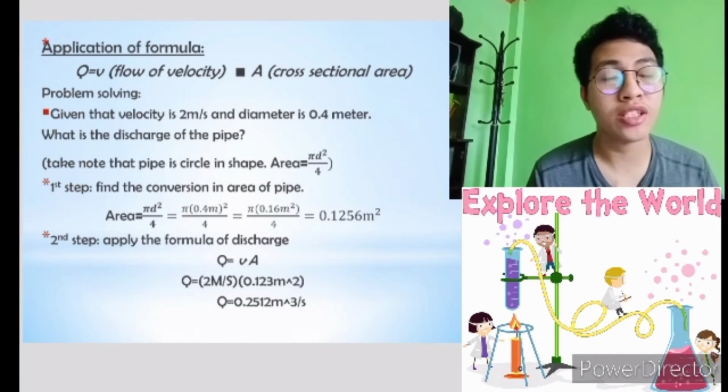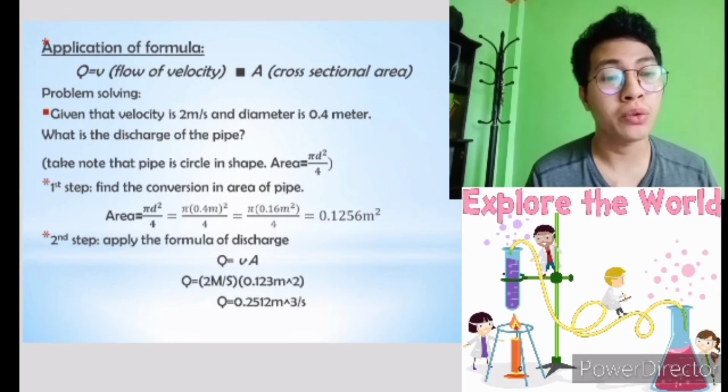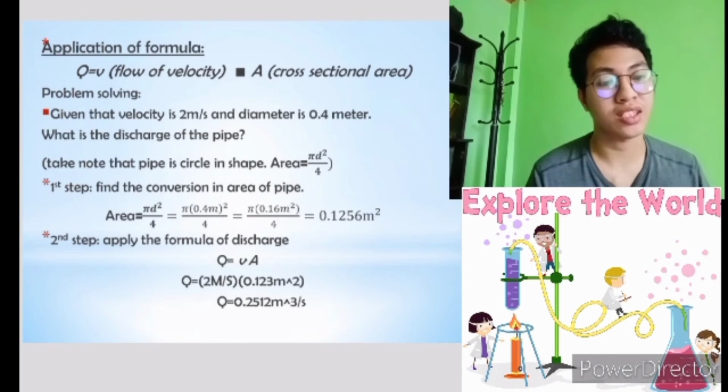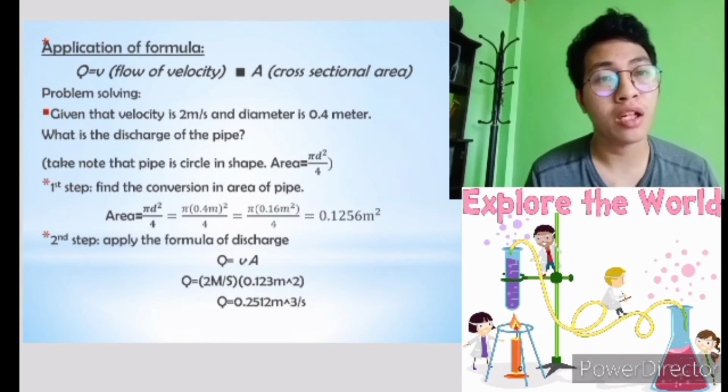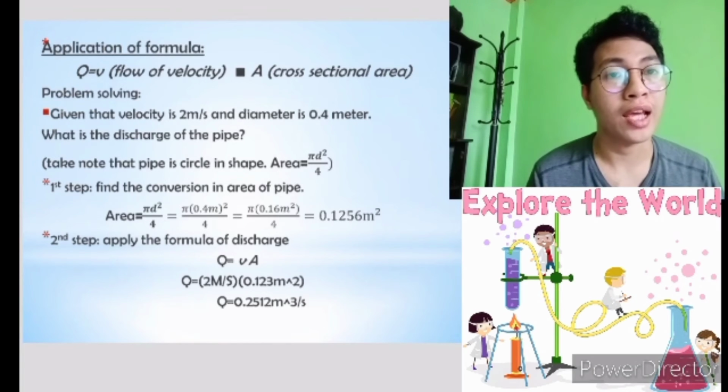After we get the cross-sectional area or the area of the pipe, the second step that we will do is apply the formula of the discharge. So we know that the formula of discharge is Q equals to VA, wherein V is 2 meter per second and the cross-sectional area or the A is equivalent to 0.123 meter to the second power. And after that, i-multiply lang natin silang dalawa.